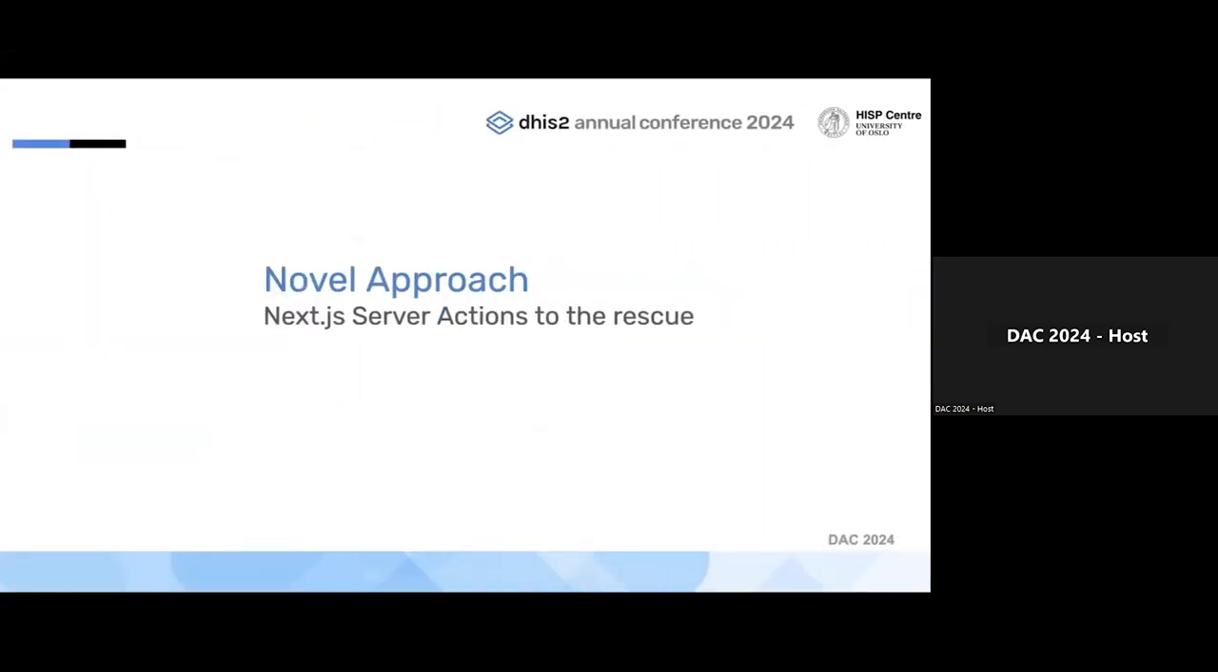So what's the solution to this problem? The solution is a novel approach leveraging Next.js Server Actions. For those that don't know, Next.js is a React framework that enables static site generation and server-side rendering. So it's performant and scalable as well, and usually used to build a front-end application that's based on a database and React.